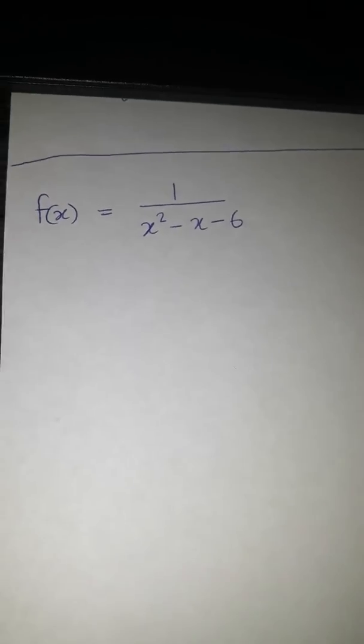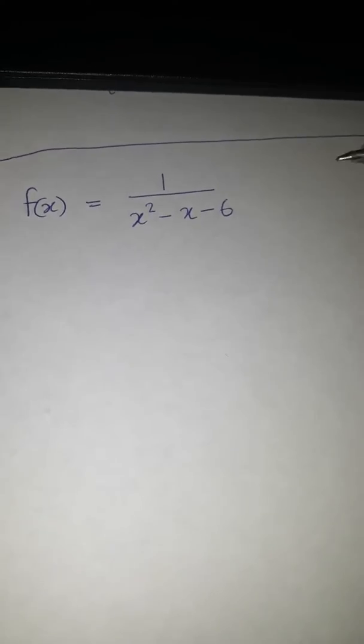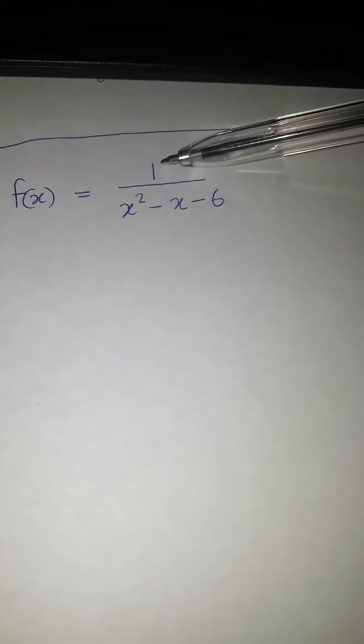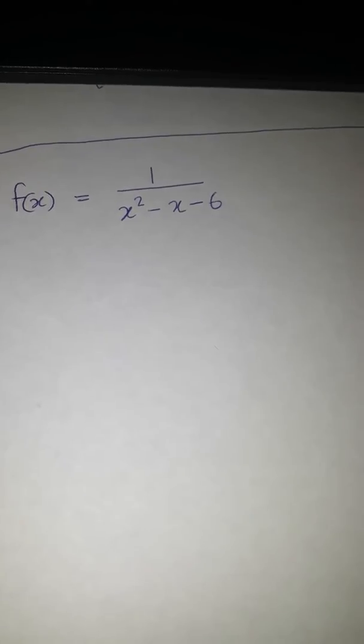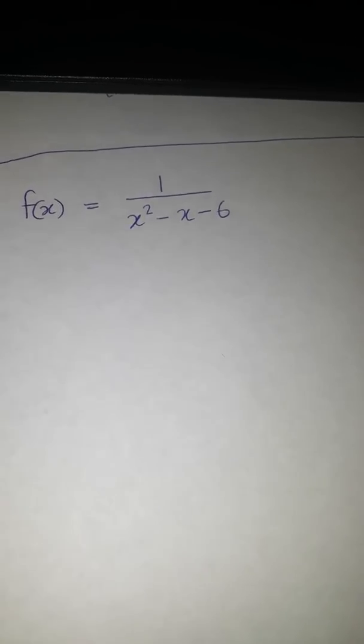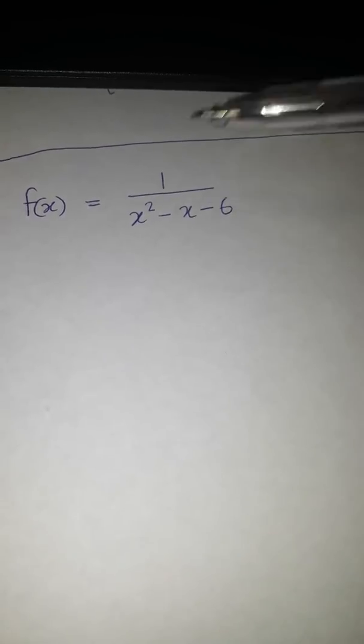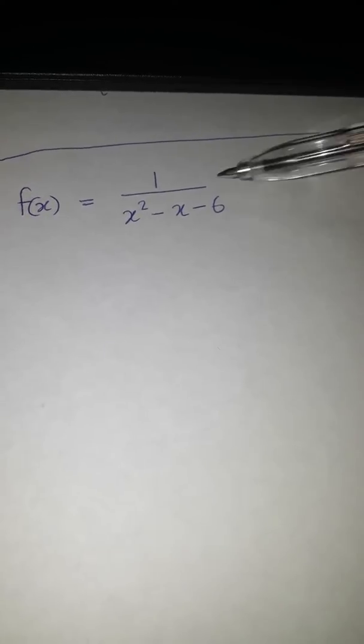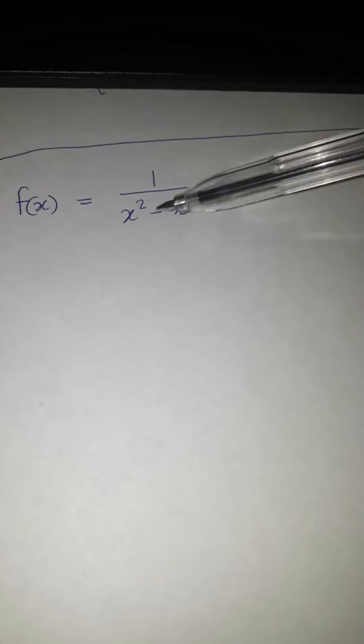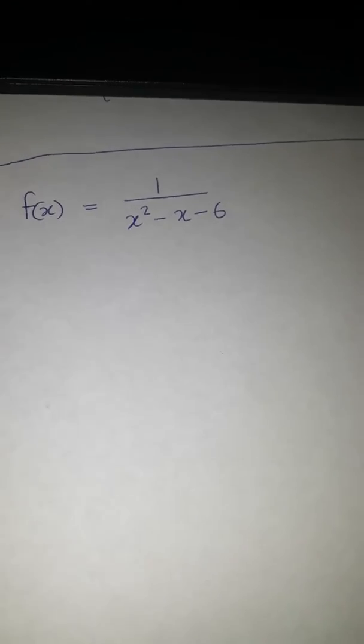Number 2 is also a rational function. As you can see, I have a numerator and a denominator. So going back to the rules, we know that our denominator should not be equal to 0. So we need to find out what values of x make the denominator 0. So we equate it to 0.